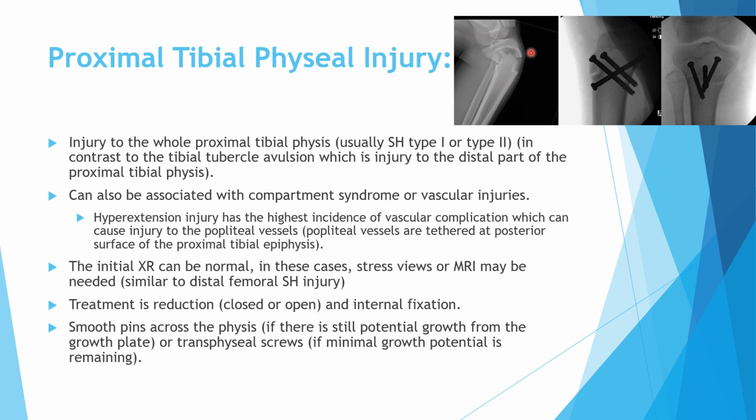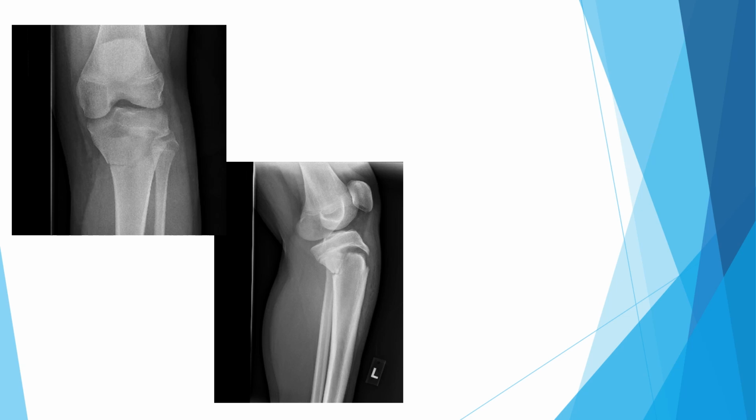So you can see here this is a flexion type injury, which is the most common type. The injury goes through the growth plate, and then you can get a metaphyseal part. The closed reduction was obtained and screw fixation was done. Here is another example. Again, this is a flexion type 2 fracture of the proximal tibia. So this is not tibial tubercle.